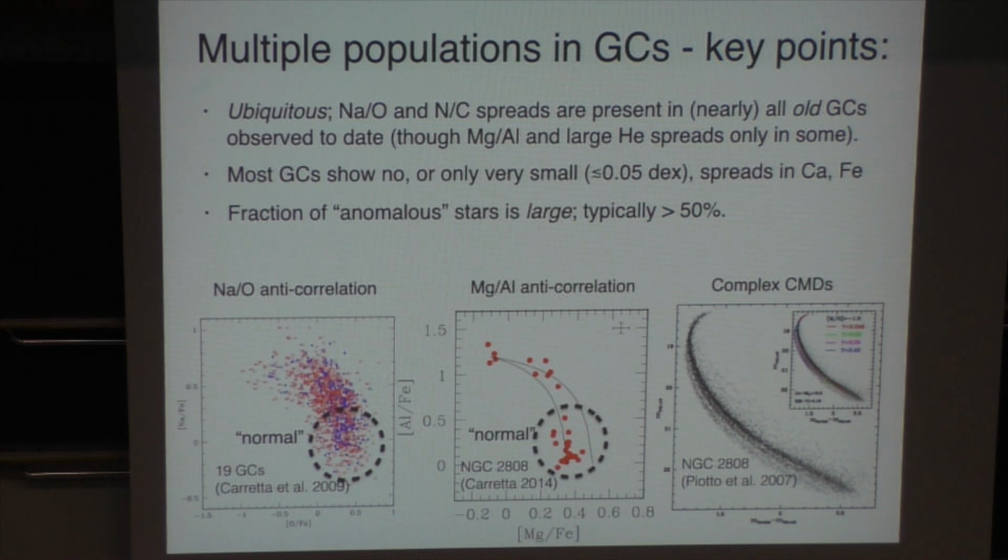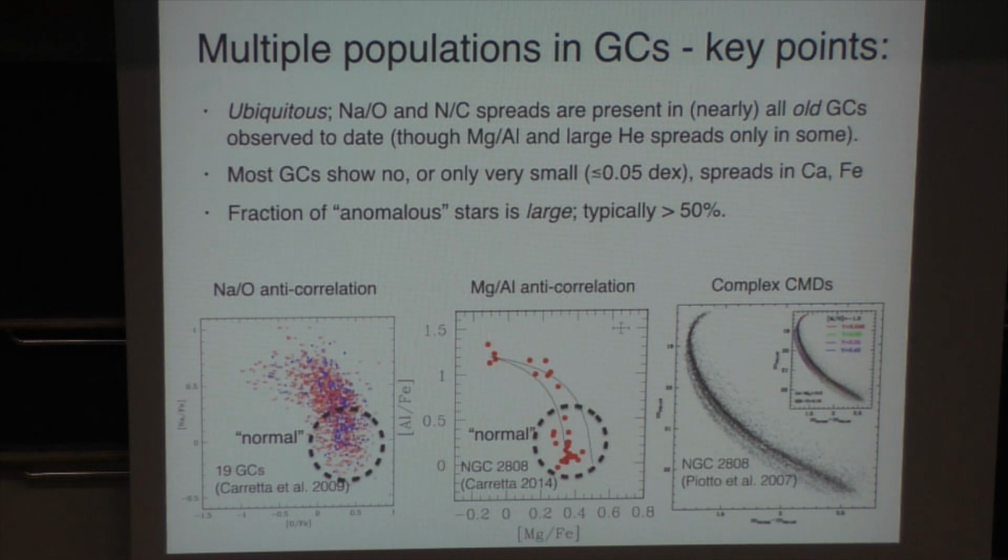Typically more than half of the stars in a given cluster are affected, right? So the normal stars would live down here. And this is where you would find halo stars. If you just take a sample of stars in the halo, they're all going to be down here mostly. But then in globular clusters, you have all these stars falling up here. And so this is a challenge to explain how you get that.